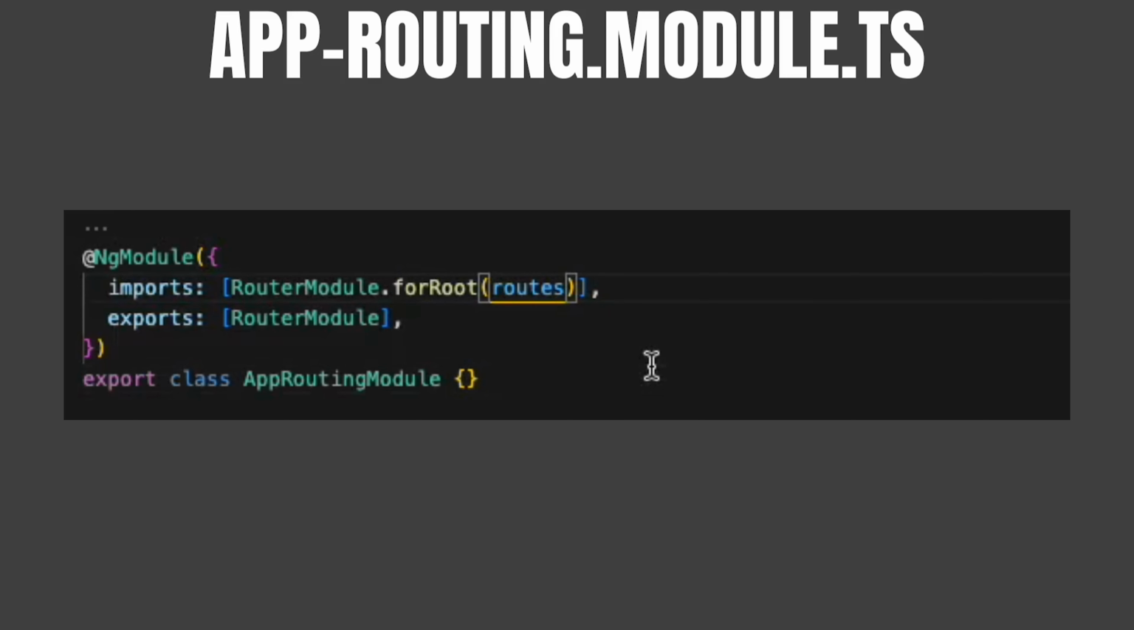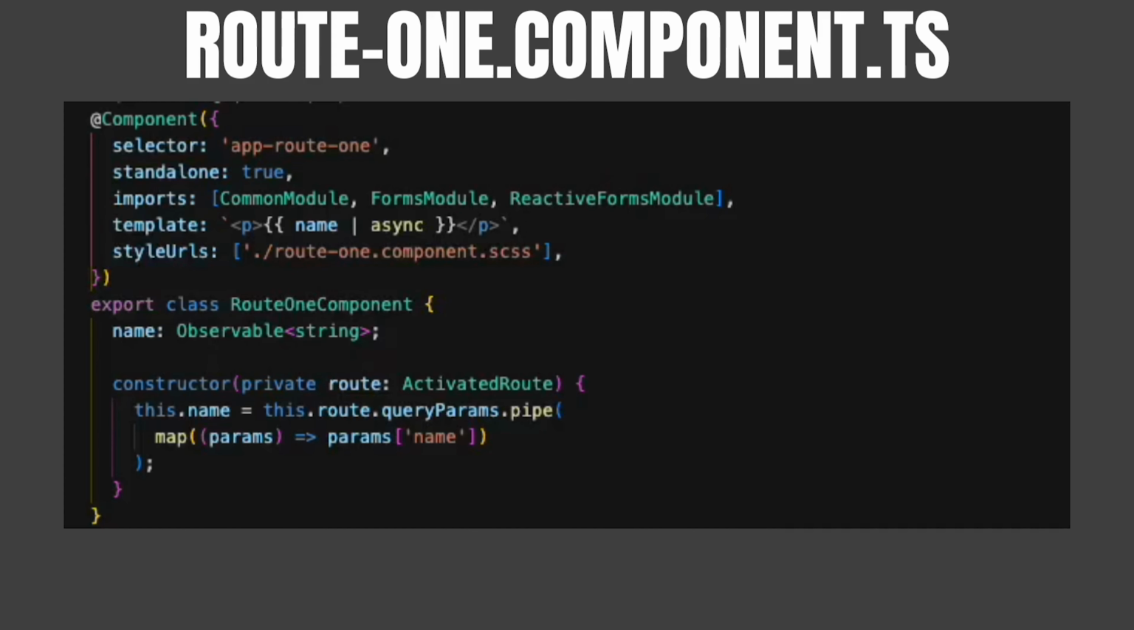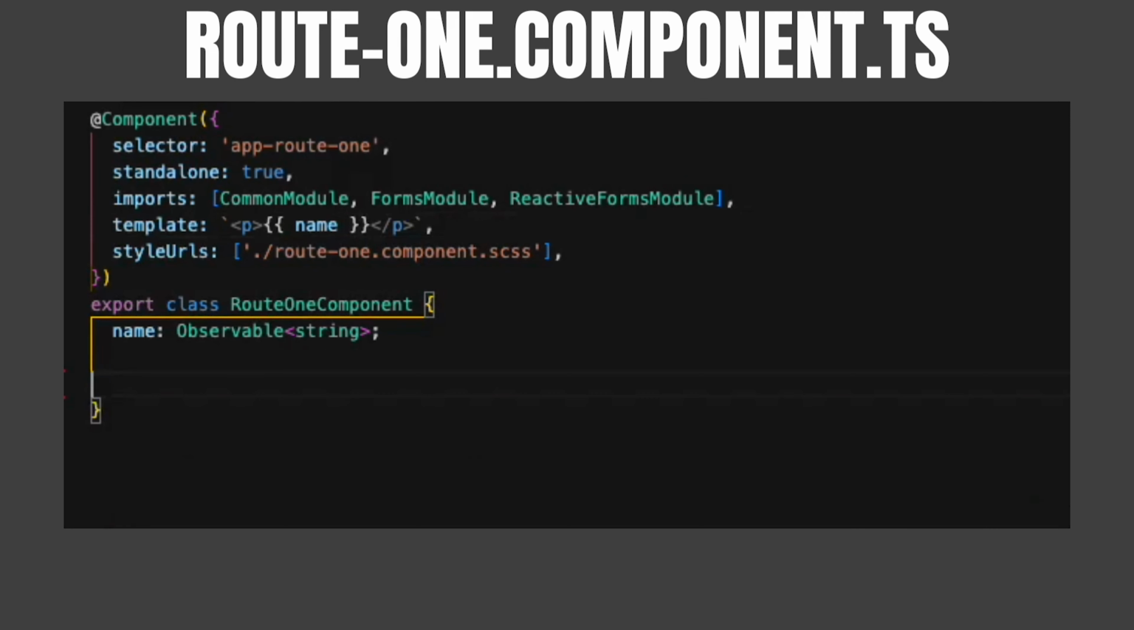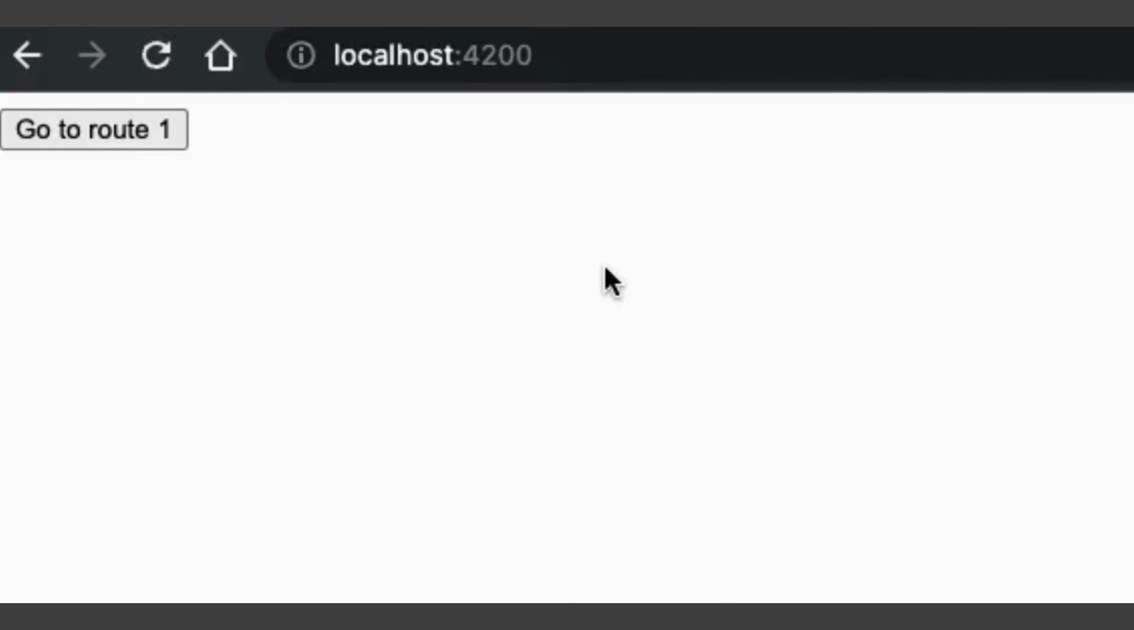Before we rewrite this, we have to turn the feature on. All we have to do is add bind to component inputs to the router module. Then we can rewrite route 1 with a simple one-liner. We can remove almost all the code we wrote before and add an input decorator to the name variable. That's it. We can go to the browser and verify that everything still works just like it did before.